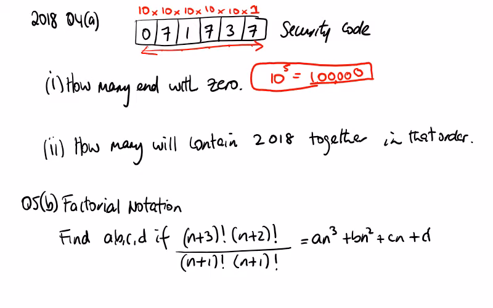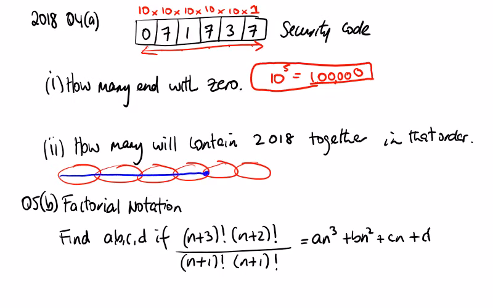How many will contain 2018 together in that order? Well, we have 4 numbers and we have 6 boxes. But okay, let's just draw it out like this: 1, 2, 3, 4, 5, 6. Because you guys have practiced a lot of these, you know how many spots 4 boxes can go in 6. Starting here, 1, 2, 3, 4, it can go in those 4 boxes. If we start in box 2, it's going to go 1, 2, 3, 4 boxes. And you can see there's 1 box left, so it's going to be 3 positions.